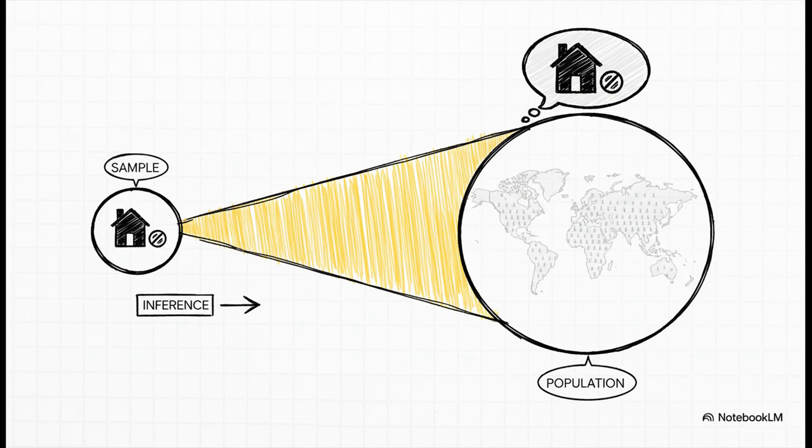And this is the leap of inferential statistics. We take that one fact from our sample and we use it to draw a much broader conclusion. We infer that the pattern we saw in those 1,500 people likely holds true for the entire country. We're using our small, manageable snapshot to tell a story about the whole massive picture.